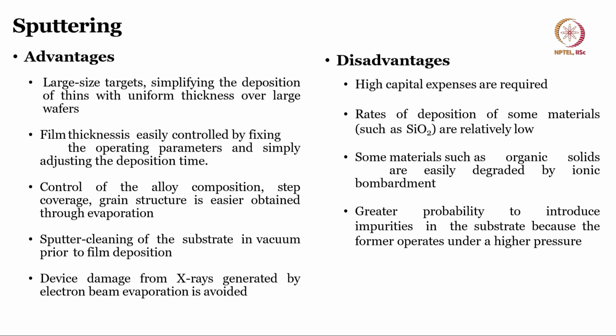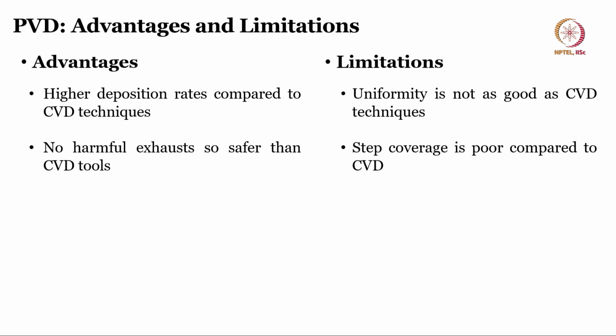The disadvantages or limitations of sputtering are, first, high capital expenses; second, rate of deposition of some materials such as SiO2, which is an insulating material, is low. Some materials such as organic solids are easily degraded, and there is greater probability to introduce impurity into the substrate because this particular former operates under a high pressure.